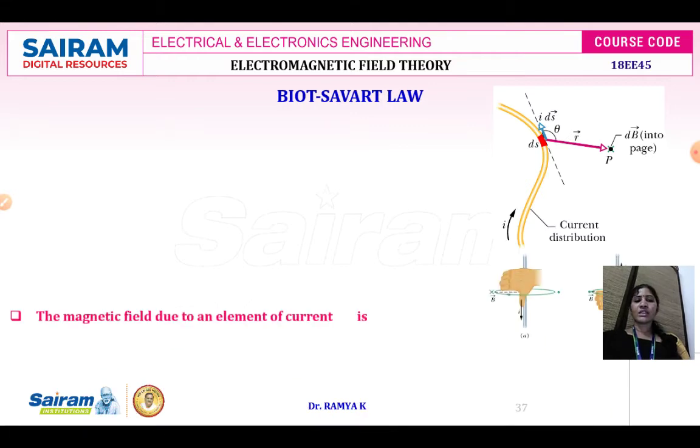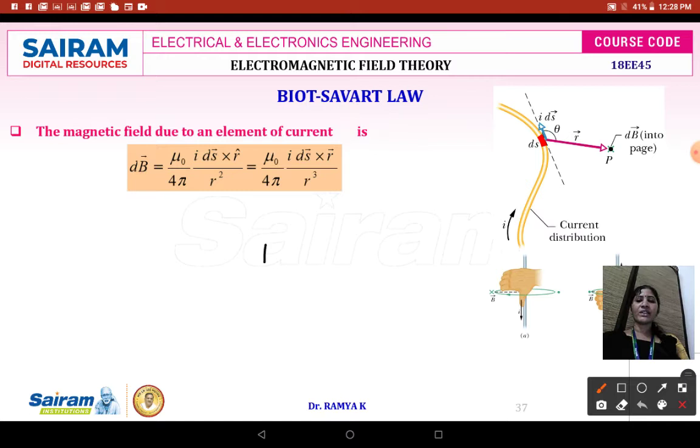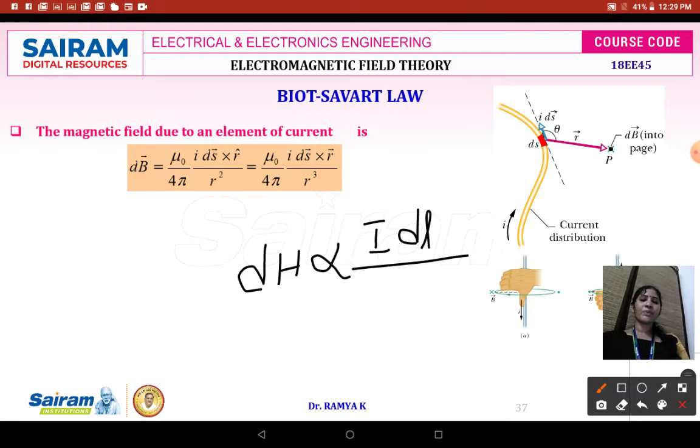Therefore, Biot-Savart's law states that the magnetic field intensity due to the current element, the differential magnetic field intensity dH, is directly proportional to the current element I into dl, inversely proportional to the square of the distance between them, and also proportional to the sine of the angle between the current element and the point under consideration. So it is going to be your differential magnetic field intensity.